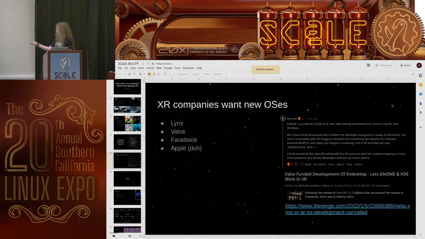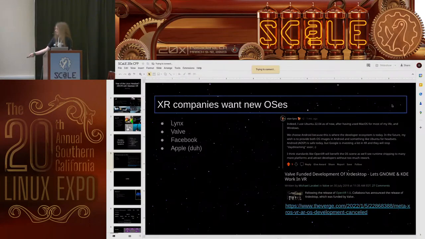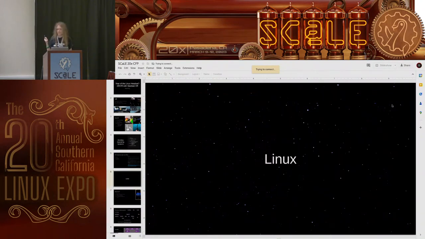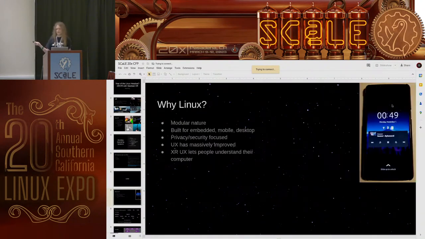So we have Valve, who is putting their money where their mouth is, literally funding Collabora and other companies to write XR desktop components, just like they funded Proton and such for Steam Deck. So it's looking indicative. We have Facebook, as shown by this article right here. They eventually gave up on doing their XR operating system, but they sure tried. And then Apple. But Apple always wants their own stuff, so what's the surprise there? So what about Linux, then?